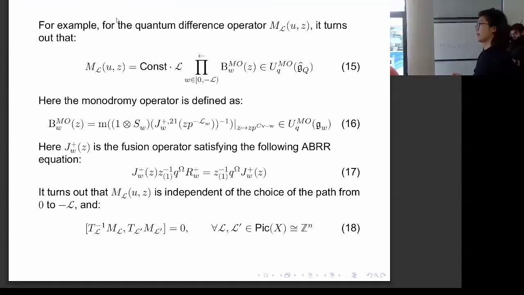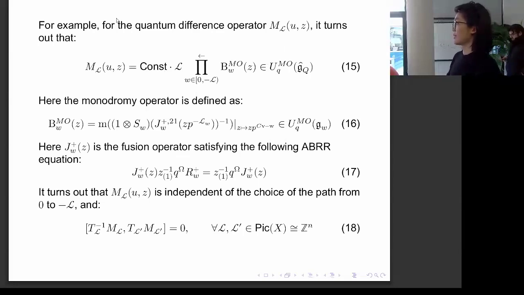So we fix a Verma algebra over here, and for each Verma algebra, we can have the following equation, which is called the ABRI equation. So the meaning of the equation is that the solution is called the fusion operator, and the fusion operator satisfies the equation such that this Z1 minus 1 is the multiplication of some scalar variables, and this Q omega, you can think about it as the elements of Cartan inside of this Verma algebra. And actually, you can see that this equation actually has a really unique solution.